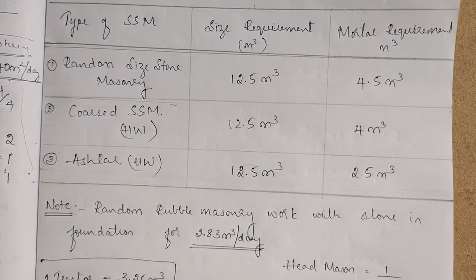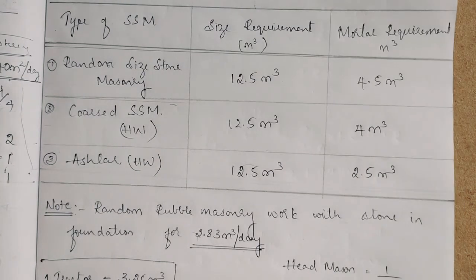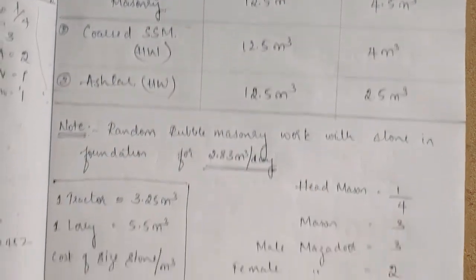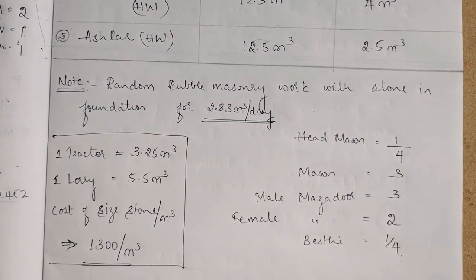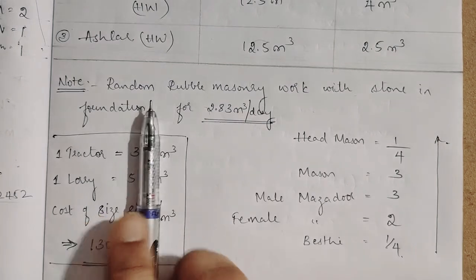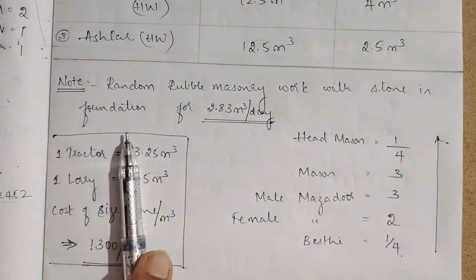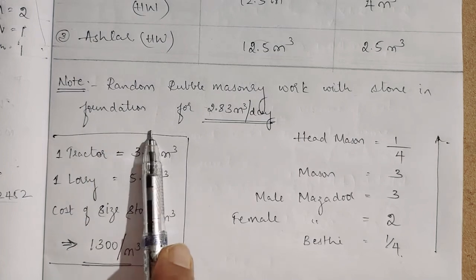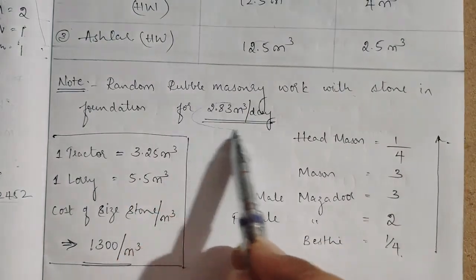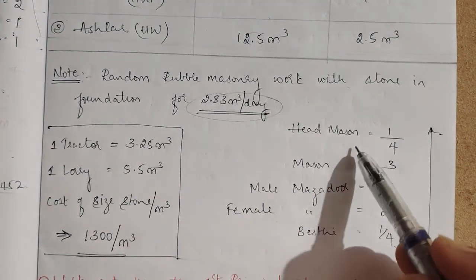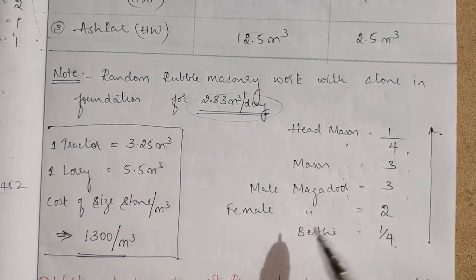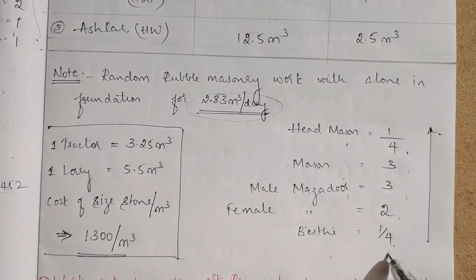You have to remember this for any question based upon random rubble masonry or size stone masonry. Then what does the code specify for labor wages? Random rubble masonry work with size stone work in the foundation is 2.83 meter cube per day. For this quantity of work we require head mason 1 by 4, mason 3, male mazdur 3, female mazdur 2, besti 1 by 4.